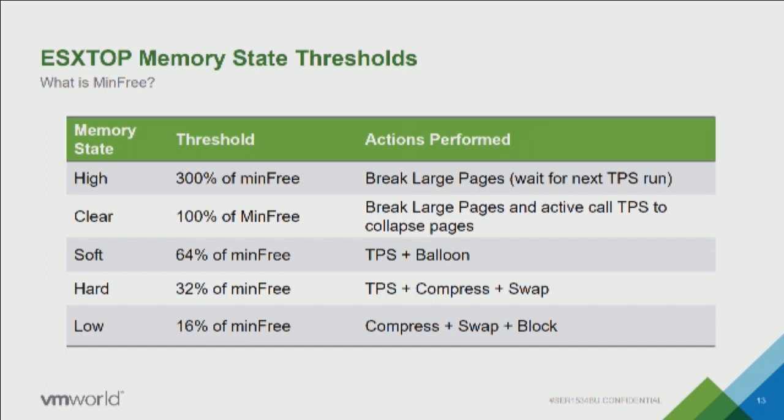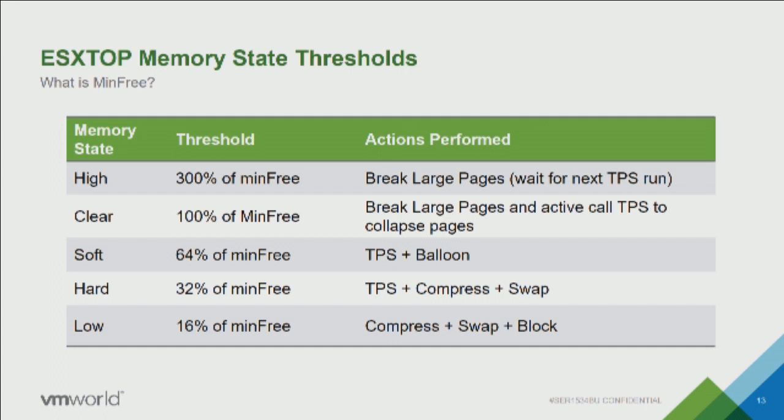When you get into soft, at 64% of the min-free value, soft is going to start ballooning. Ballooning is when we actually send a false notification to the guest OS informing it that it's out of RAM. When a guest OS is out of RAM, what's it going to do? Page or swap. Exactly. So when the guest OS starts doing that, now we're taxing the storage network to get that memory onto the disk, and we're taxing the disk I/O as well because we ran out of RAM. Don't run out of RAM.